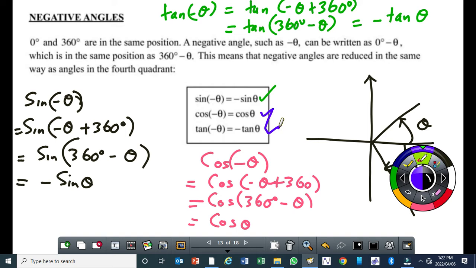Okay? The sine of negative theta is equivalent to minus sine of theta. Cosine of minus theta is equivalent to cosine of theta. Also, tan minus theta is the same as minus tan theta. So you have to memorize these three for your negative angles.